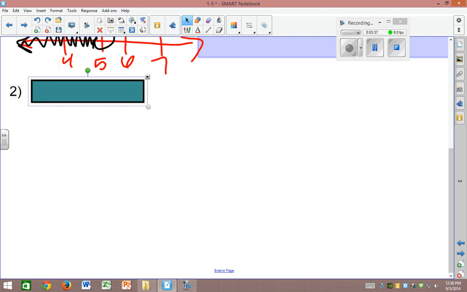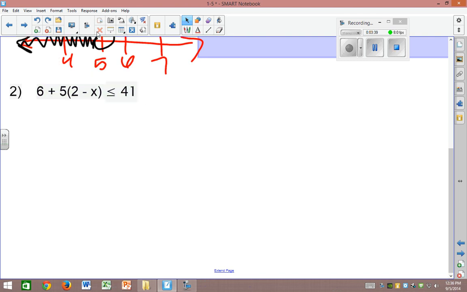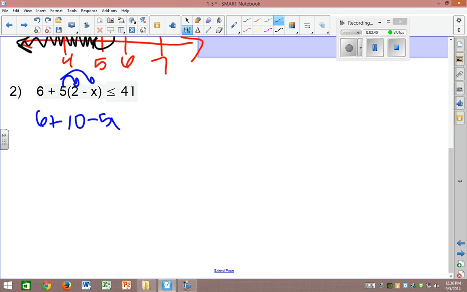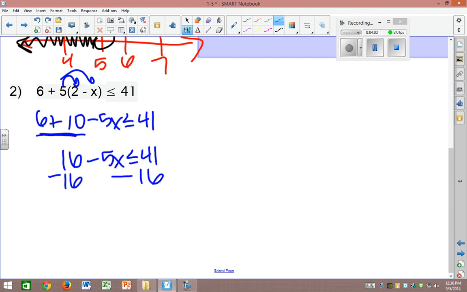Oh, we got a little distribution going on here. So 5 times 2 and negative x. So 10 minus 5x less than or equal to 41. Cows get together. And these then are the same cows. Yeah, we got 10 and 6. We got 16 cows. And then we want to move those cows to their side. So get rid of them here.